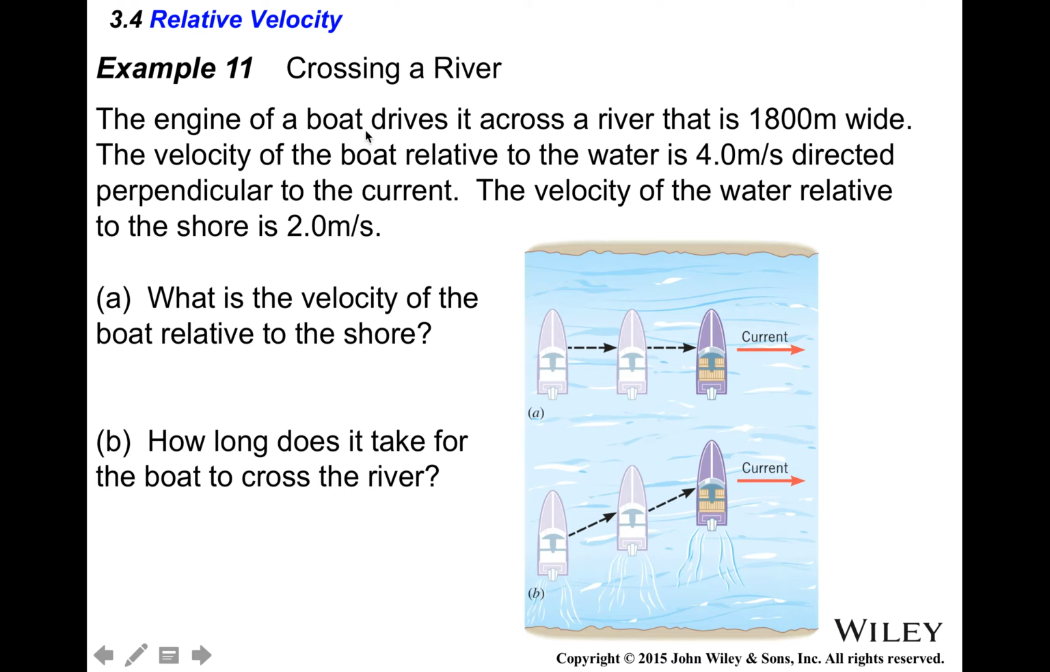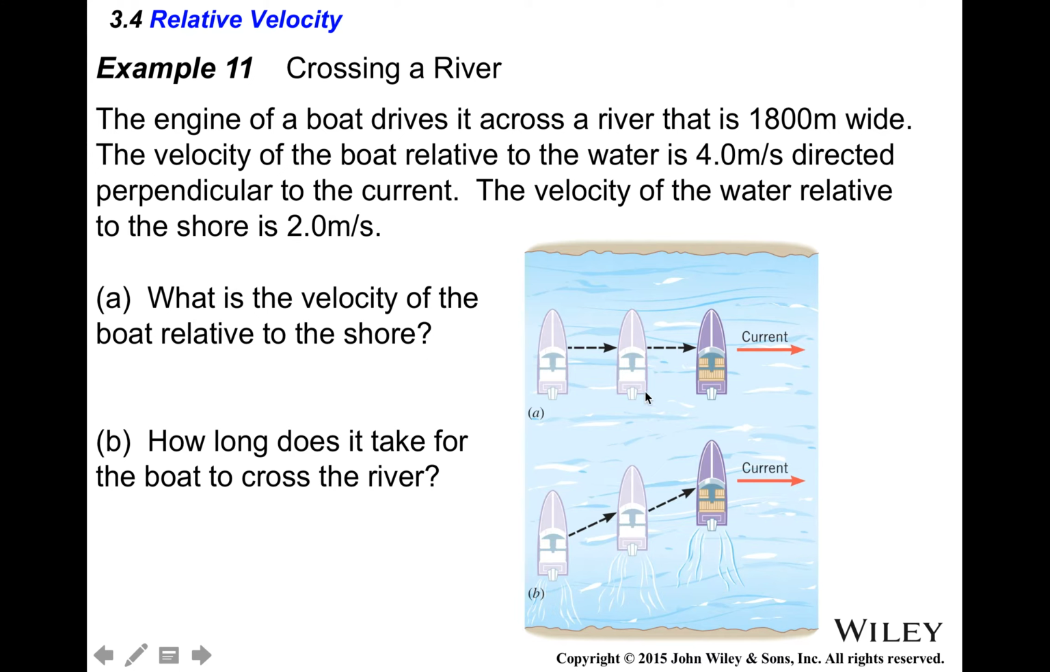So the engine of a boat drives it across a river that is 1,800 meters wide. Hey, I think you've got a homework problem that looks just like this. The velocity of the boat relative to the water is 4 meters per second. Okay, so now it starts to move 4 meters per second like this relative to the water. What is the velocity of the boat relative to the shore?